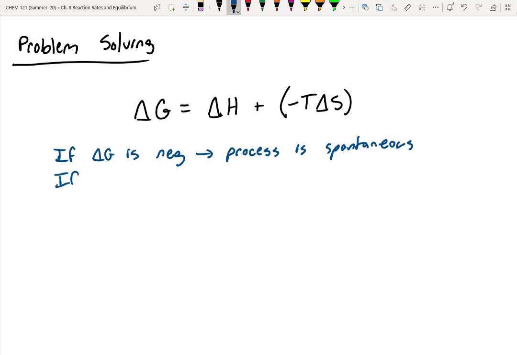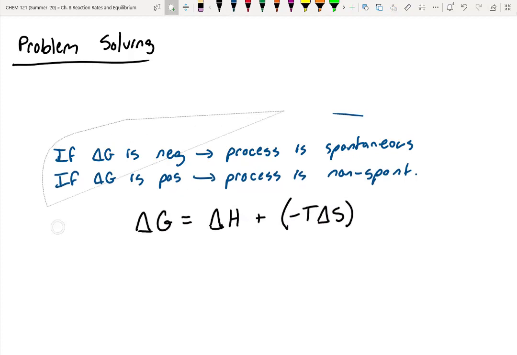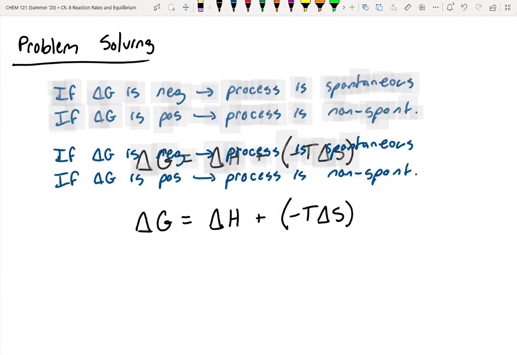And then we said if delta G is positive, then the process is non-spontaneous. All right, and in fact, let's go ahead and flip these around, and you'll see why here in a second. But I'm just going to go ahead and move this all up a little bit. And we're going to make a little chart.